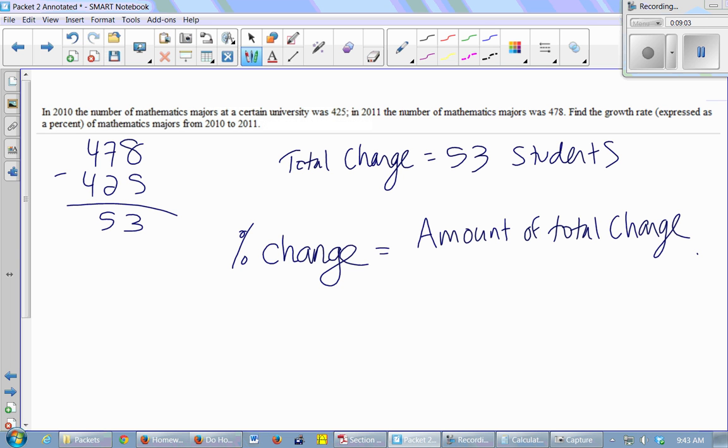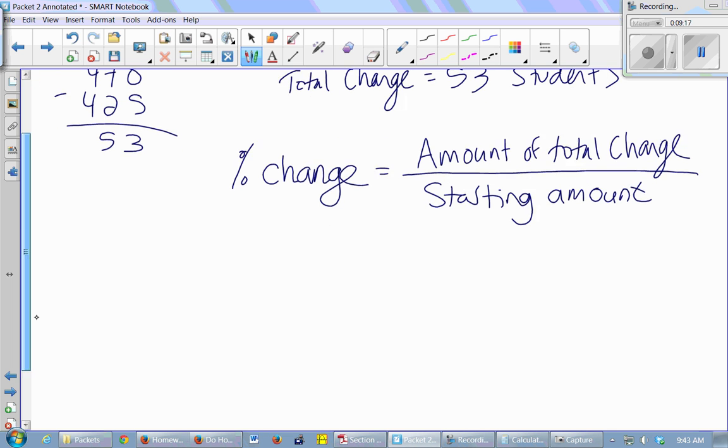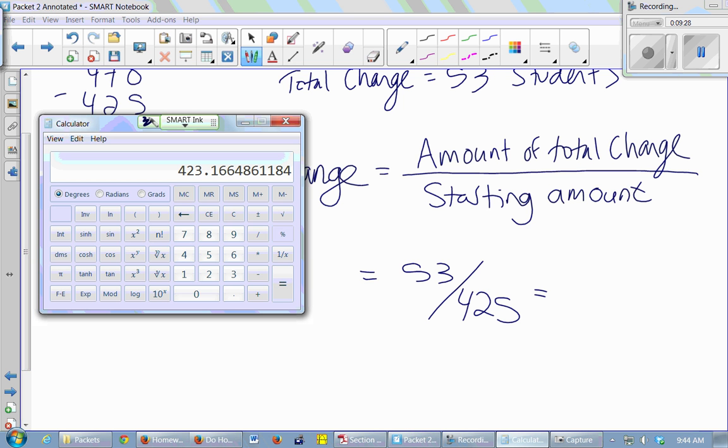So we're going to take our total change and compare it to our starting amount. And that will give us an idea of the relative size of the change. And we express that as a percent. Okay, so my amount of change is 53. My starting amount was 425. And then when I do this calculation, 53 over 425, I get 0.1247.